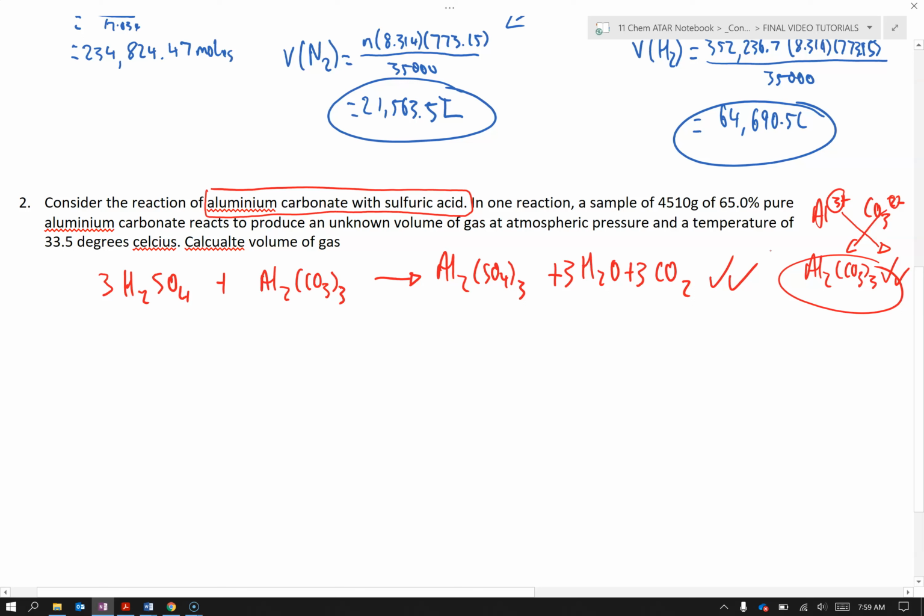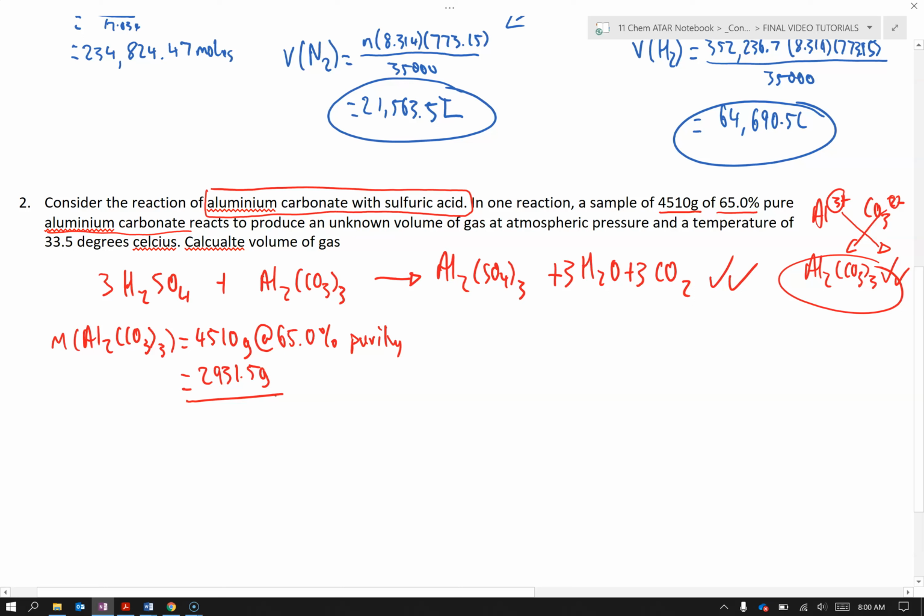In one such reaction, a sample of 4,510 grams of 65% pure aluminium carbonate. Okay, let's write this down. We have a mass of aluminium carbonate. I think that's important. That is equal to 4510. However, it's at 65% purity. So that means only 65% of it is actually usable. So if I was to times that by 65%, I get 2931.5 grams. So I've got that much mass of aluminium carbonate.